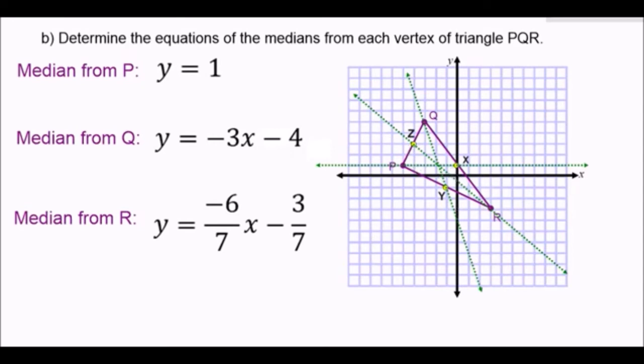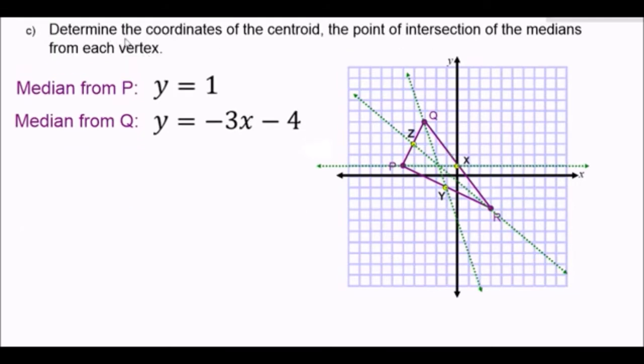Now you'll notice that all of those median lines meet at the same point. And that's what the next part of this question is about. It says determine the coordinates of the centroid. And that's the point of intersection of these medians. So here, again, visually, is where those median lines intersect. It's a point called the centroid, and that's always where the median lines of a triangle meet. And our goal now is to find the coordinates of that point.